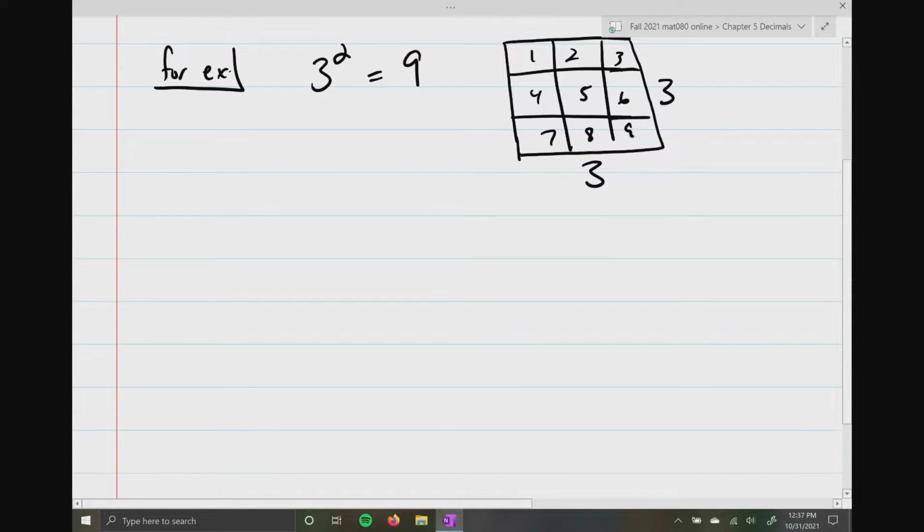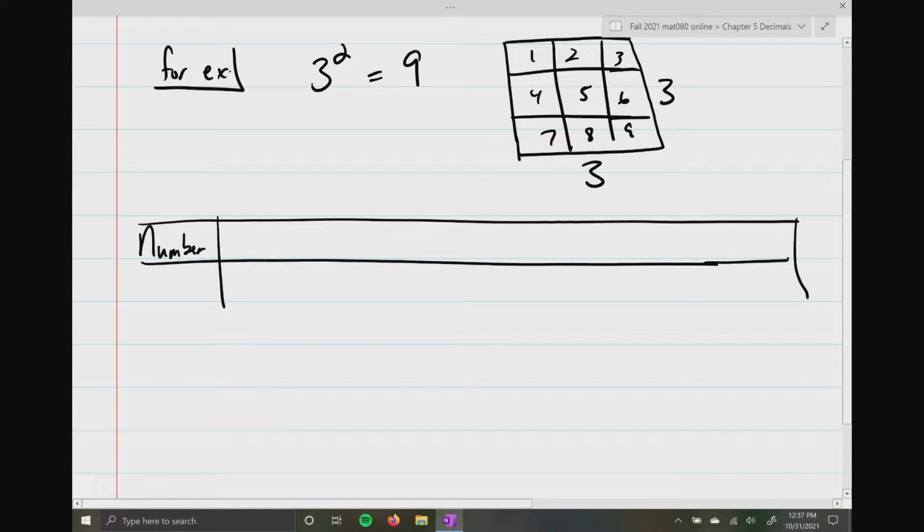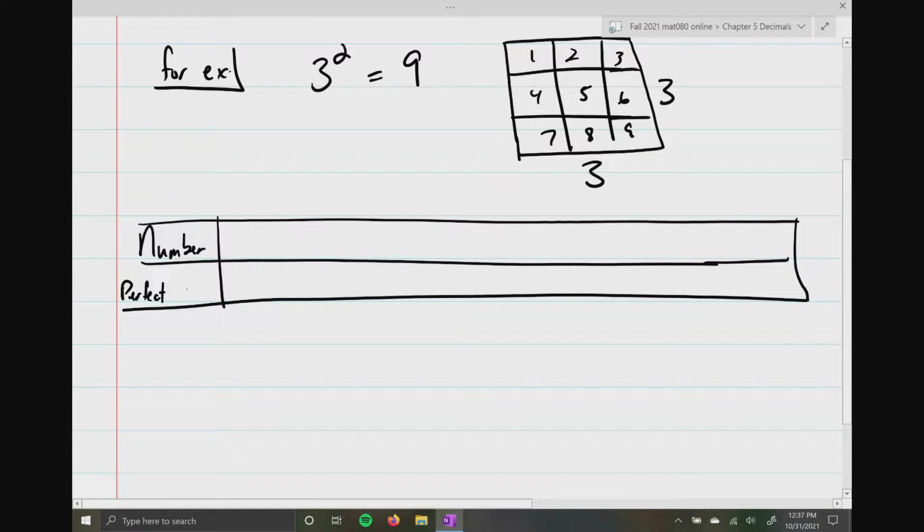And what I mean by that is this. So here's the number, and here are the perfect squares. All right. So if the number is 1, the perfect square is 1. 2, perfect square is 4. 3, perfect square is 9. We just went over that. And now I'm just going to go ahead and start labeling them.